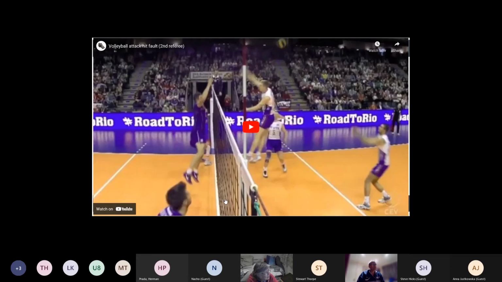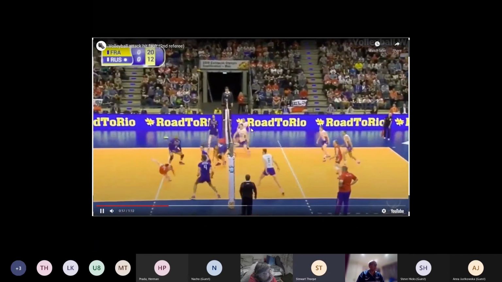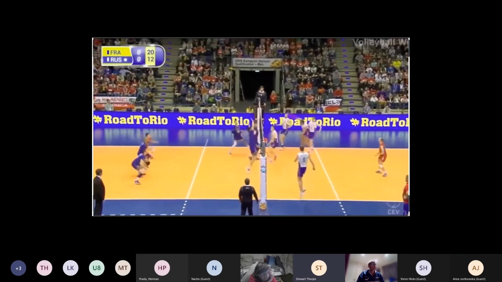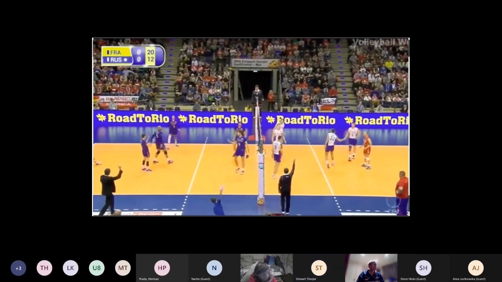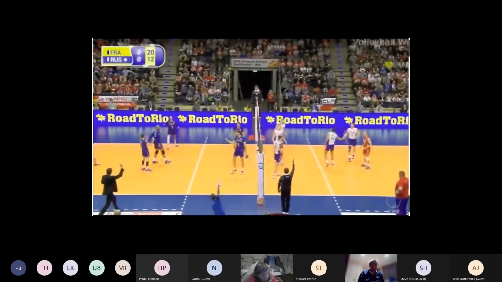So let's have a look at a couple of examples. This is an attack hit called by the second referee on a back row player in the front zone, and you can tell me what you think about this one at the end. So Stuart, if we can let people have a look. So we'll let it play out.